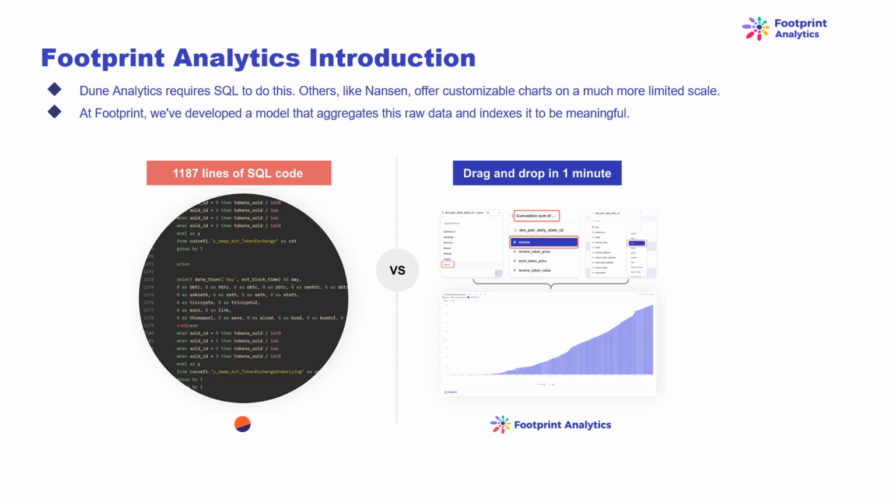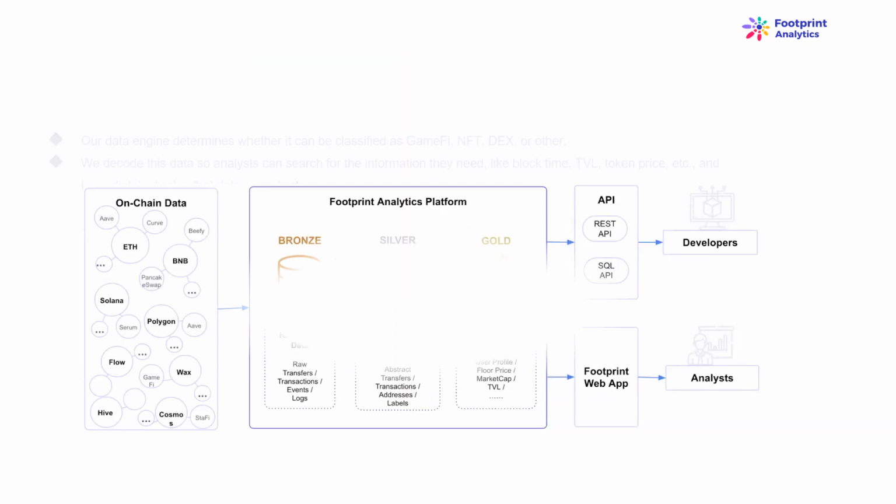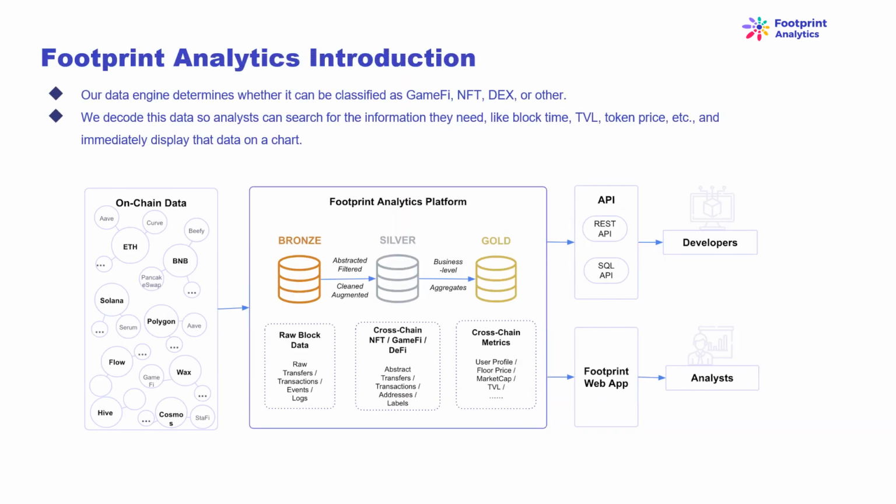At Footprint, we've developed a model that aggregates this raw data and indexes it to be meaningful. The info about these millions of transactions is broken up by domain. Our data engine determines whether it can be classified as GameFi, NFT, DEX, or other. We decode this data so analysts can search for the information they need, like block time, TVL, token price, etc., and immediately display the data on a chart. Instead of strings of numbers and letters that are, to most, indecipherable, you have wallet addresses, chains, NFT collections, and other meaningful categories.